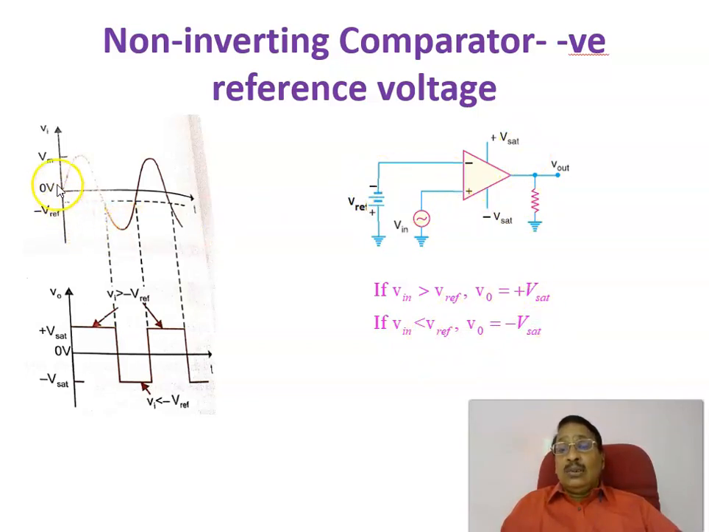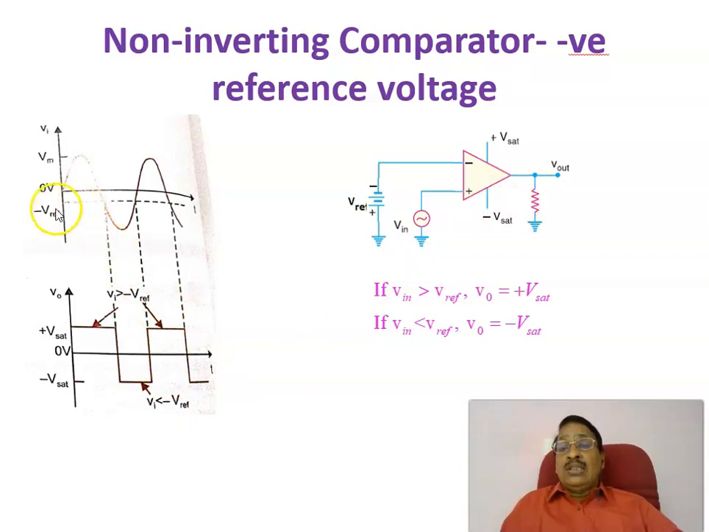Applying this to the waveform, this is the input voltage and this is the reference voltage. When input voltage is more than reference voltage, you can see the output voltage is plus Vsat. That is why we are getting plus Vsat until this point. And from here to here, the input voltage is less than the reference voltage. If input voltage is less than reference voltage, output voltage equals minus Vsat. Therefore, you are getting minus Vsat.